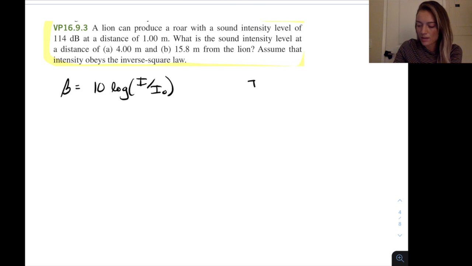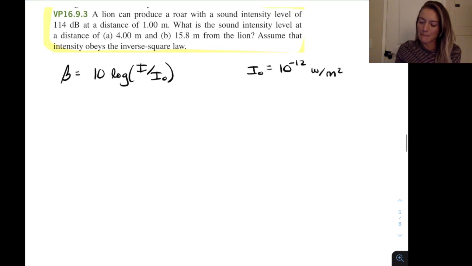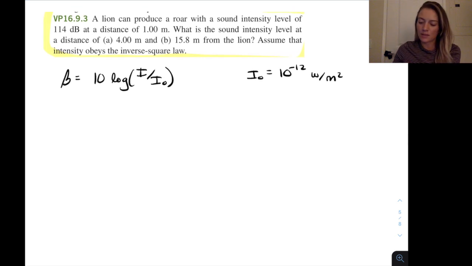And I naught is just some constant that's 10 to the negative 12 watts per meter squared. So there's a couple different ways to solve this problem. I'm just going to do the way that came to me first. There's obviously other ways to do it, so as long as you get the right answer, that's fine.